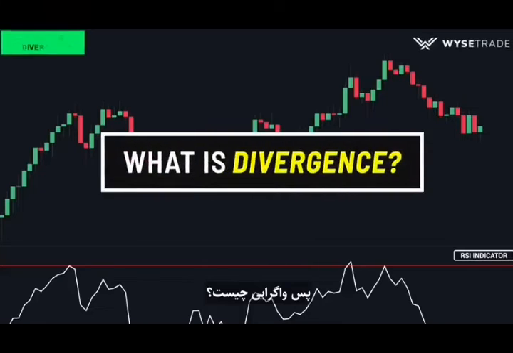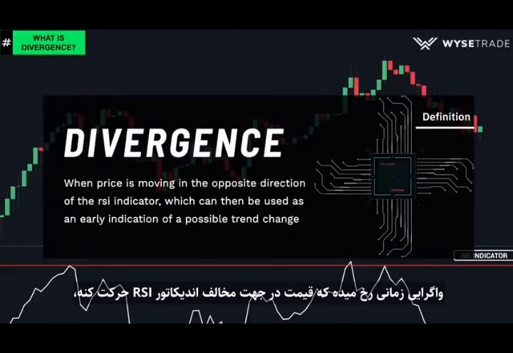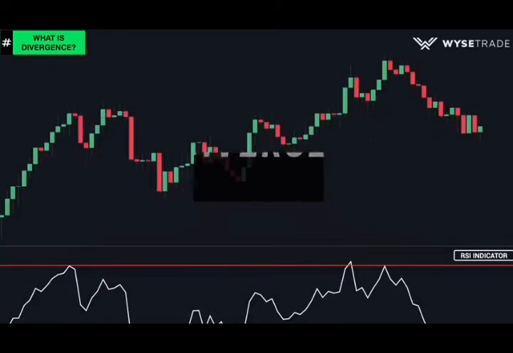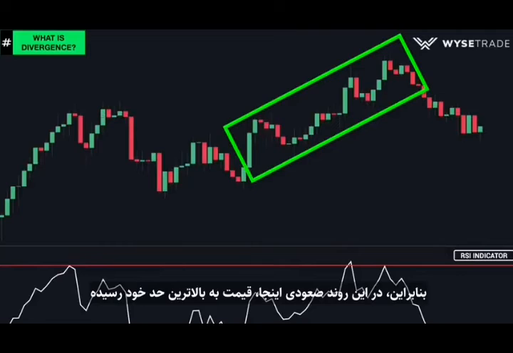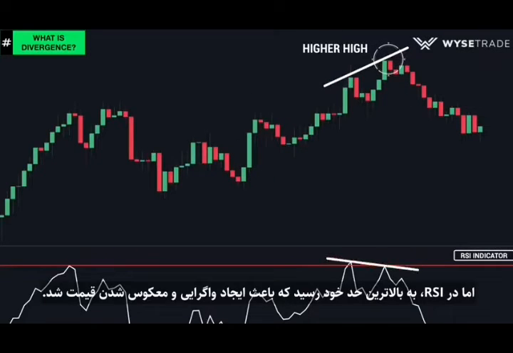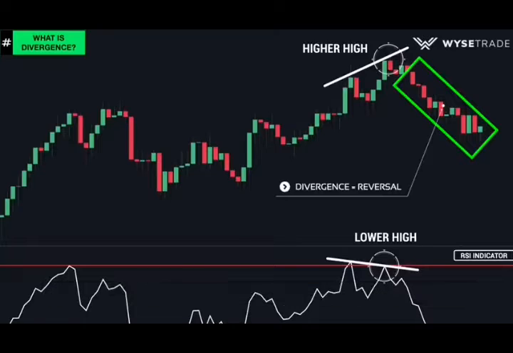So, what is divergence? Divergence occurs when price is moving in the opposite direction of the RSI indicator, which can then be used as an early indication of a possible, keyword possible, trend change. So in this uptrend here, price made a higher high, but on the RSI, it made a lower high, which created a divergence and resulted in a reversal of price.